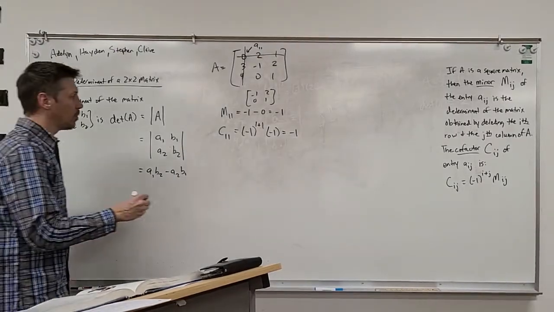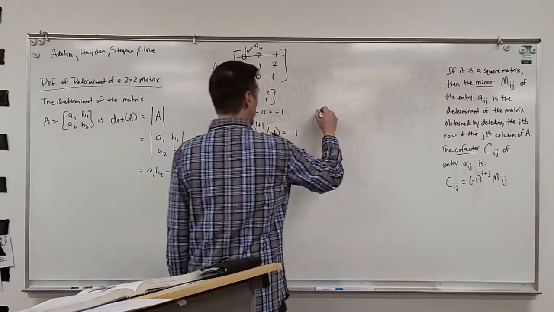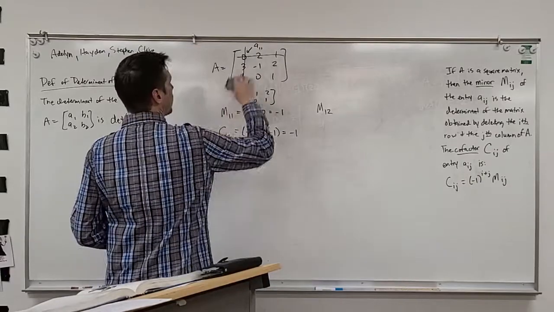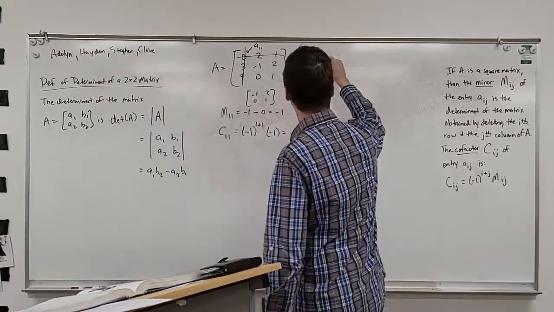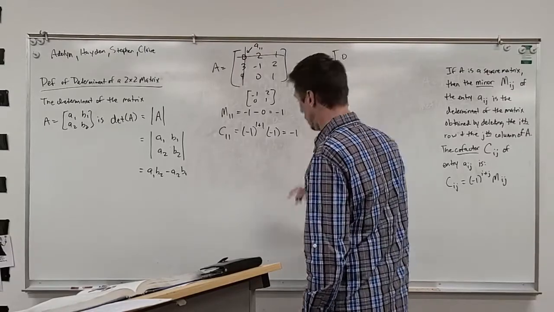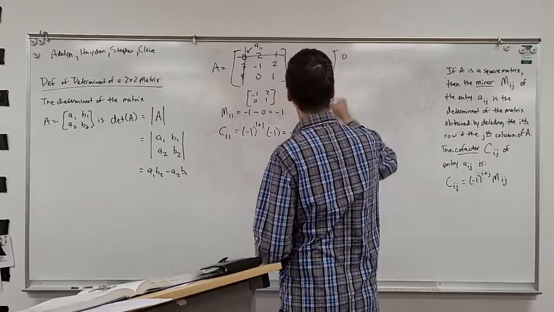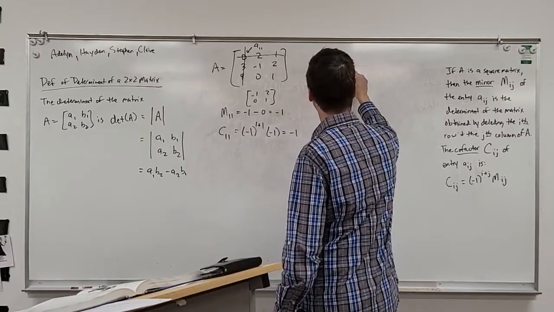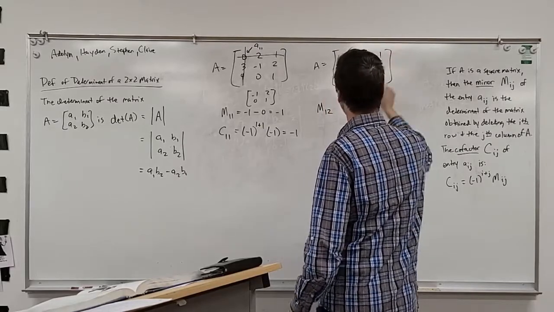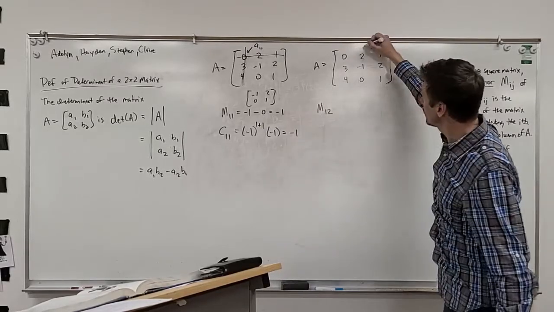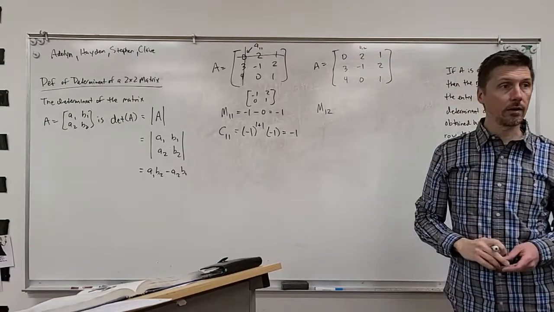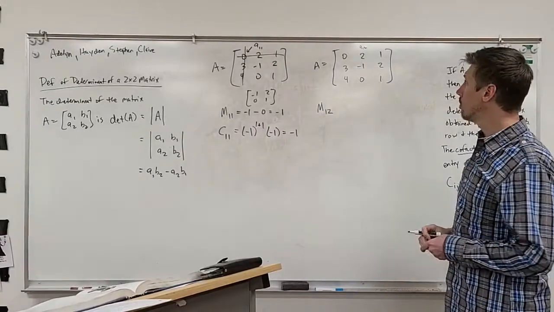Let's do C12 just to give you one more example of that so that it'll make a little more sense. So if we do C12, now I'll just rewrite the matrix again. A equals 0, 3, 4, 2, -1, 0, 1, 2, 1. Right? So now we're interested in this entry. This entry right here is A12. Everybody agree with that? Yeah. A, row 1, column 2.